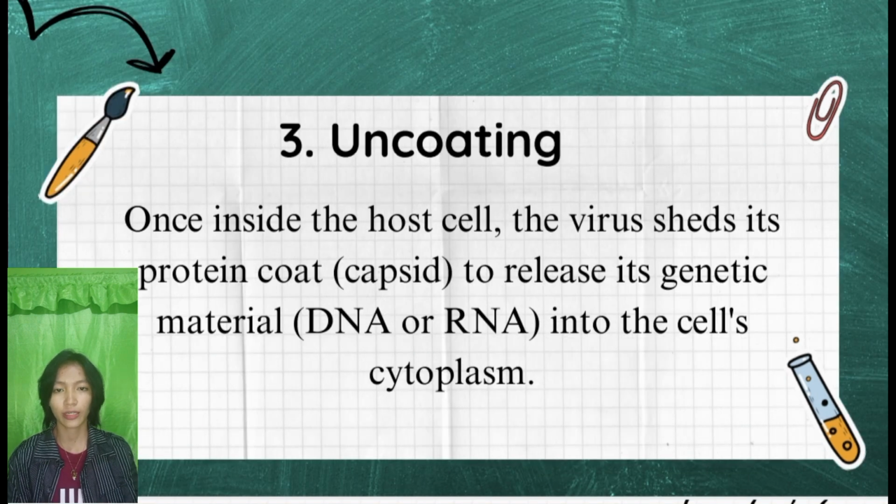It is followed by the uncoating. Once inside the host cell, the virus sheds its protein coat, the capsid, to release its genetic material, either DNA or RNA, into the cell's cytoplasm. So once inside, the virus disassembles and the viral DNA gets transcribed and translated by all parts of the cell that are typically busy working for the cell itself.